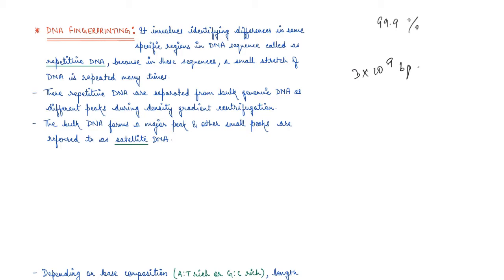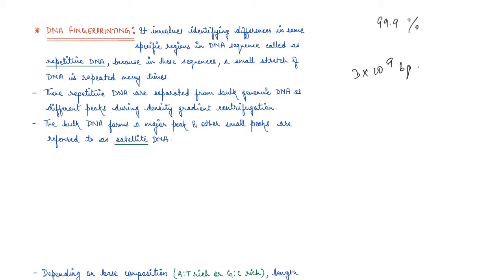So rather than that, a method was devised, which was DNA fingerprinting. DNA fingerprinting is a very quick way to compare DNA sequences of any two individuals, right? Now what happens in DNA fingerprinting and what is it exactly? DNA fingerprinting involves identifying differences in some specific regions of DNA. These sequences are known as repetitive DNA, because in these sequences, a small stretch of DNA is repeated many times, right?